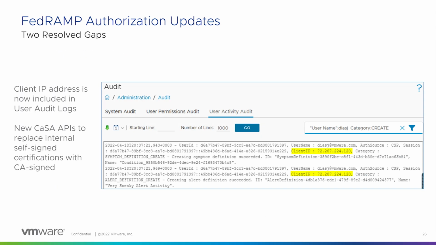With this update, we've also addressed a number of gaps with regards to FedRAMP. The first of which is including the client IP address in our audit logs. Of course, the audit logs capture things like who created dashboards or alerts or other types of content, or who deleted things, or who took actions within vRealize Operations. So now including that client IP address helps us to track down who made those changes in case an account gets compromised. And we can also replace the internal self-signed certificates that are used between services within vRealize Operations Cloud with CA signed certificates. This could be done through the CASA API, which isn't exposed publicly for good reason. However, our SRE teams can make those changes for you.